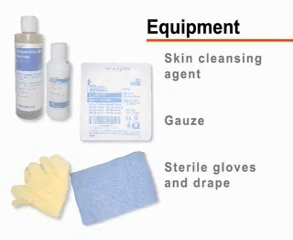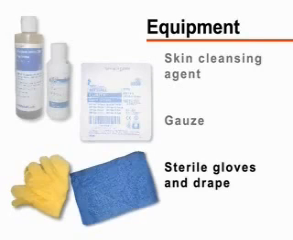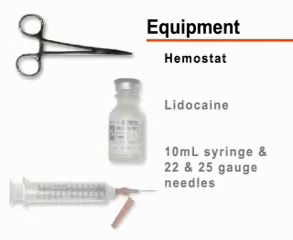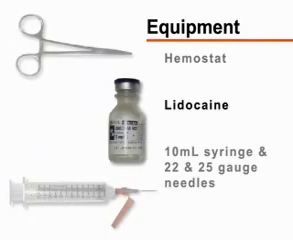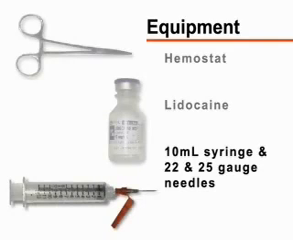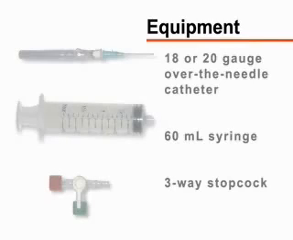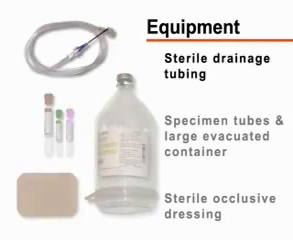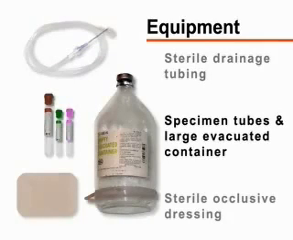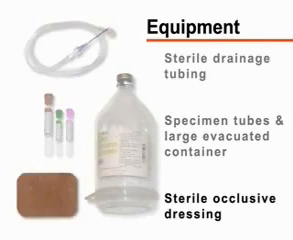For sterile preparation of the site and administration of anesthesia, you will need a skin cleansing agent, sterile gauze, sterile gloves, a sterile drape, a hemostat, which is optional, 1 or 2% lidocaine, and a 10 milliliter syringe with a 22 to 25 gauge needle. For the collection of pleural fluid, you will need an 18 to 20 gauge over-the-needle catheter, a 60 milliliter syringe, and a 3-way stopcock. You will also need sterile drainage tubing, specimen tubes and a large evacuated container, and a sterile occlusive dressing.